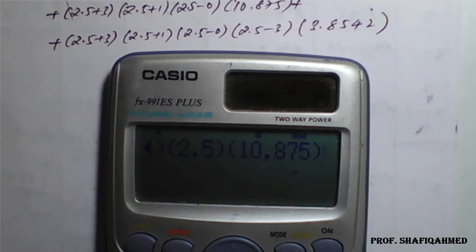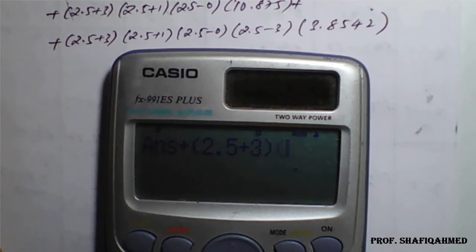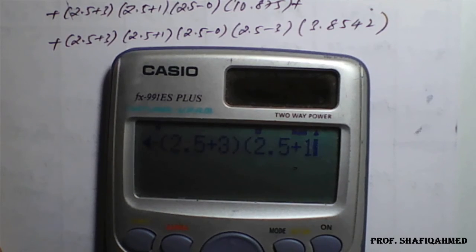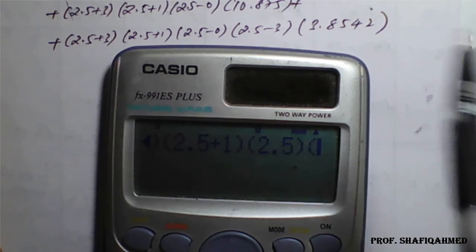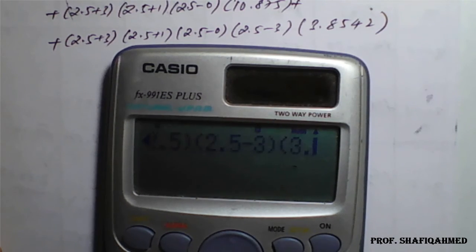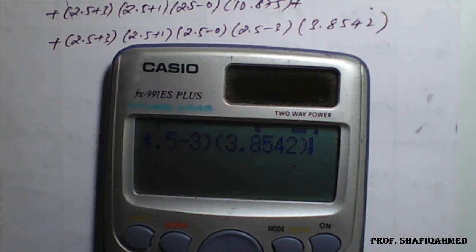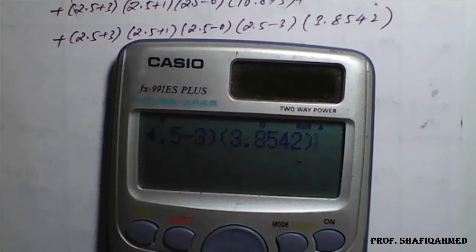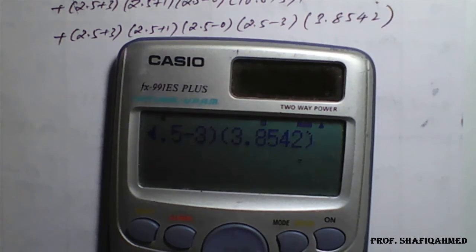So till this 10.875 you type and press the equal sign, then you type once again this bracket here, that is 2.5 plus 3, 2.5 plus 1, okay, then 2.5 bracket 2.5, close the bracket, into 2.5 minus 3, close the bracket, into bracket 3.8542. Because there is not much space, at least add a minimum of 2 terms, then press the equal sign, then go for the remaining terms, it is better.